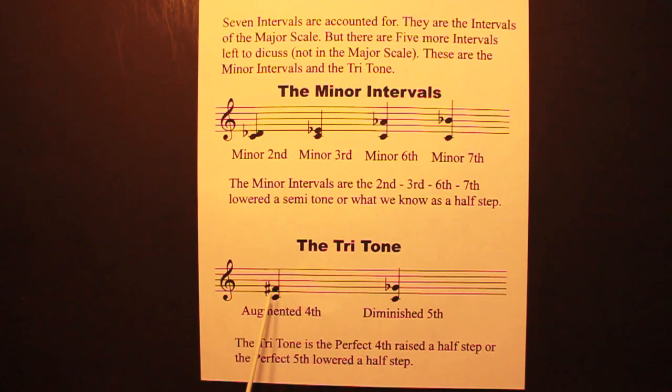And then there's the tritone. It can be called an augmented fourth or diminished fifth. We call it a tritone when we hear it audibly, but it's written both ways. So just understand that the tritone is a perfect fourth raised a half step or a perfect fifth lowered a half step.